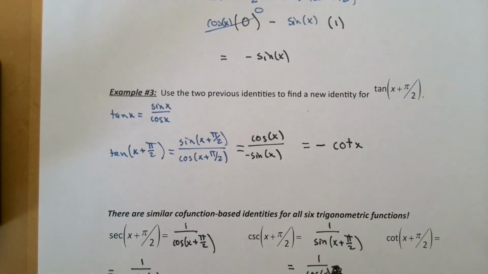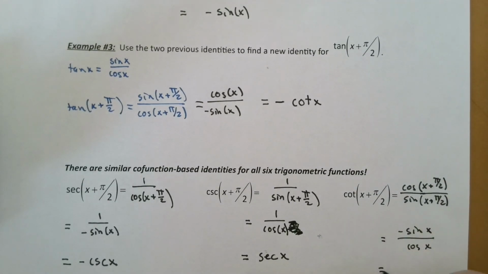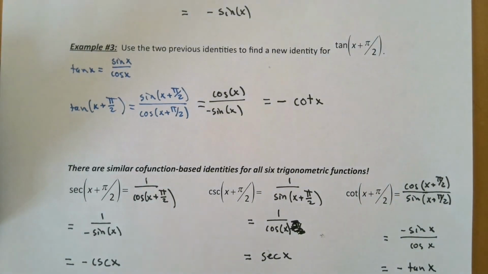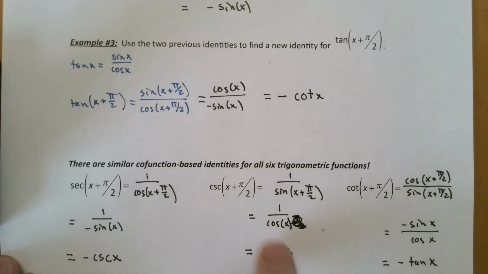And finally, cotangent is really cosine over sine. Boy, I don't want to write this, but I'm going to do it anyways. Cosine of x plus pi halves all over sine of x plus pi halves. And so we knew that cosine was equal to negative sine of x, and sine was equal to positive cosine x. So cotangent of x plus pi halves is equal to negative tangent x. And there we have a whole new set of identities. This is equal to this, and finally that equal to that.